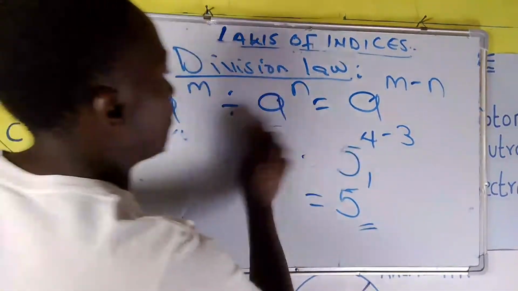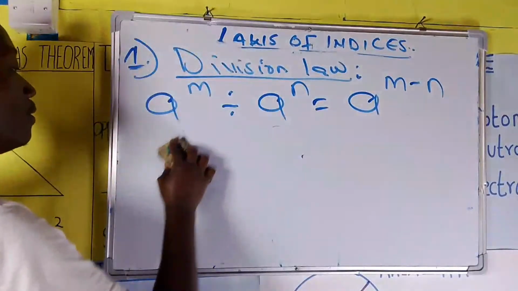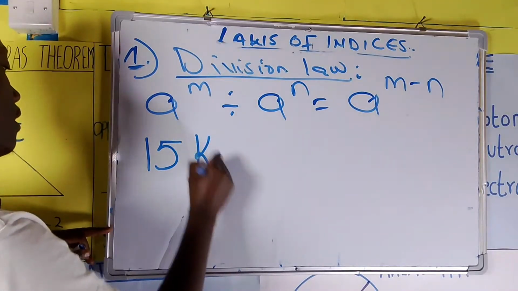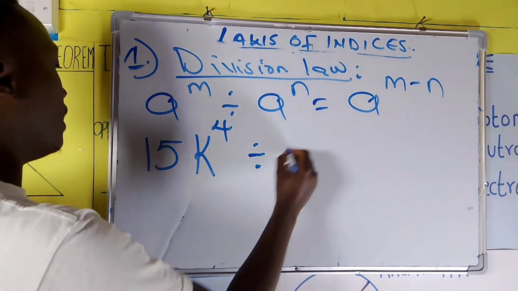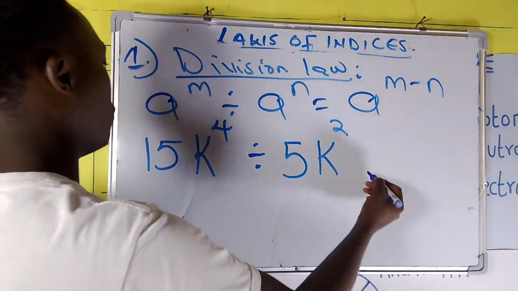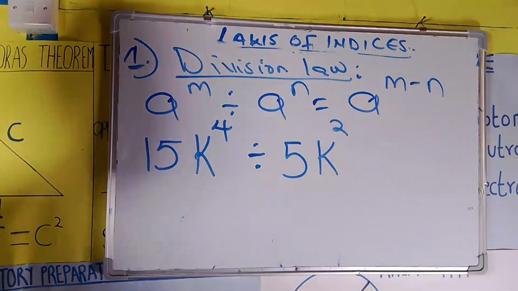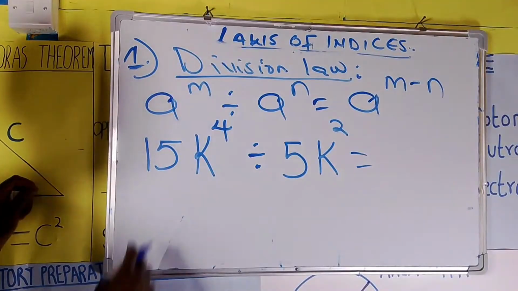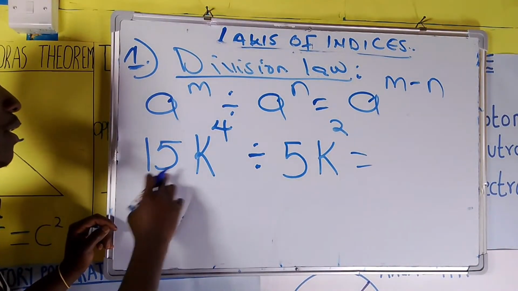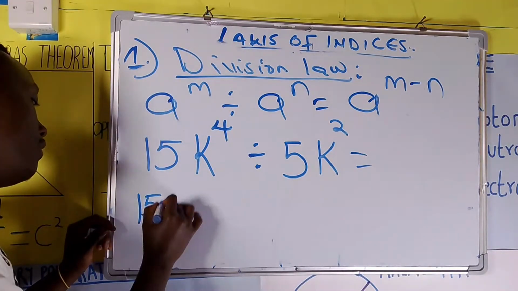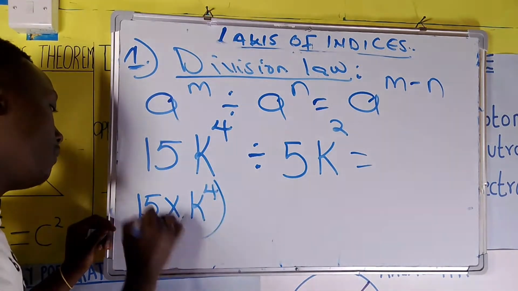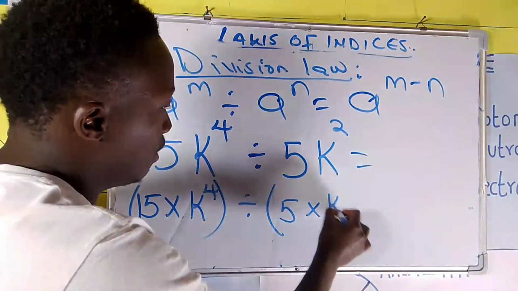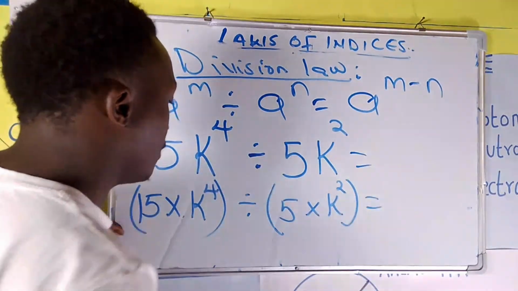Let's have another example. If we have a number 15k to power 4 divided by 5k to power 2. If we have such a number, what is going to be our solution? We need to understand that 15k to power 4 has been obtained from 15 times k to power 4. Then we divide by 5 times k to power 2. Then we find the solution.